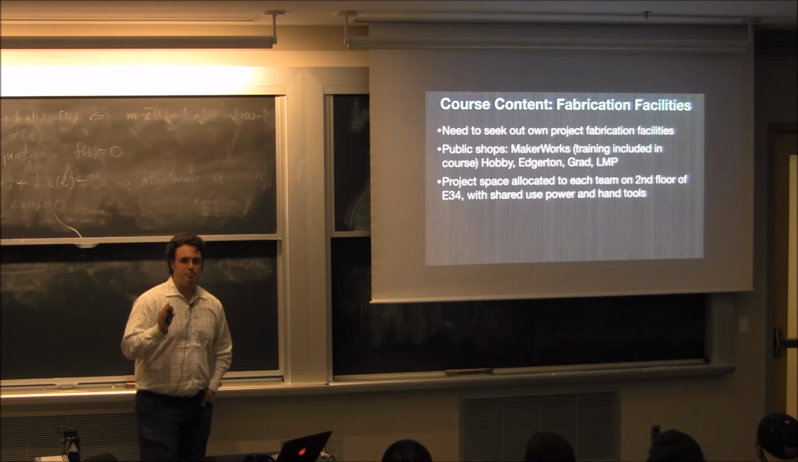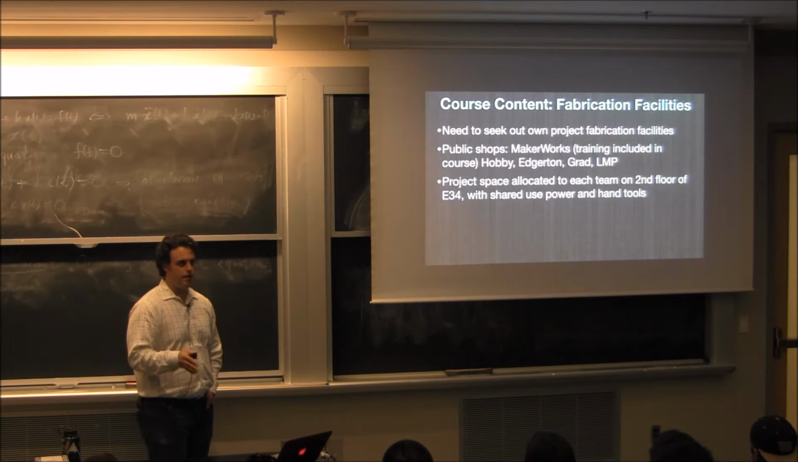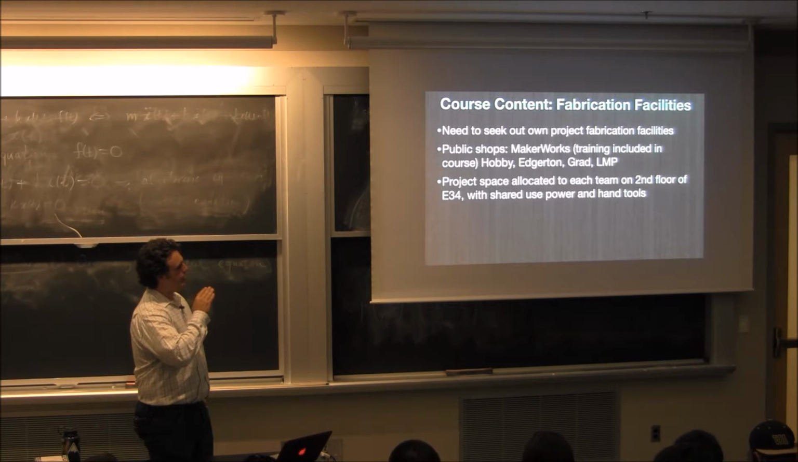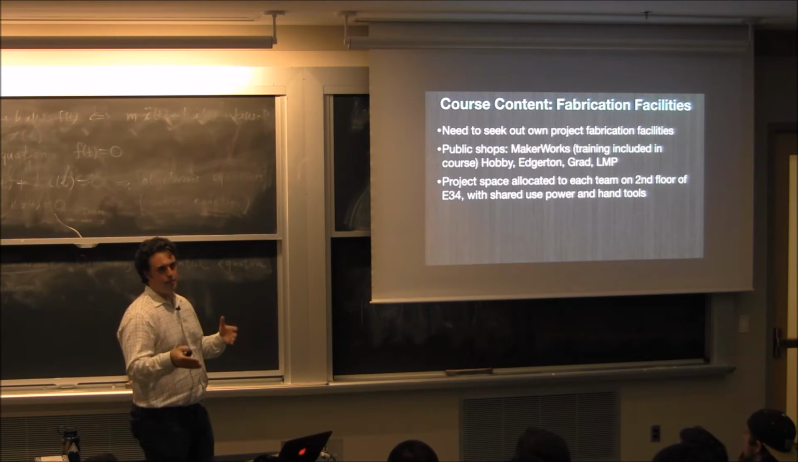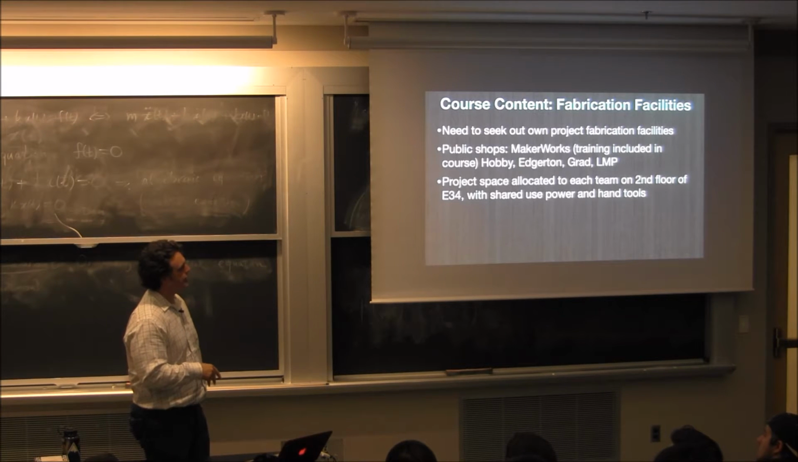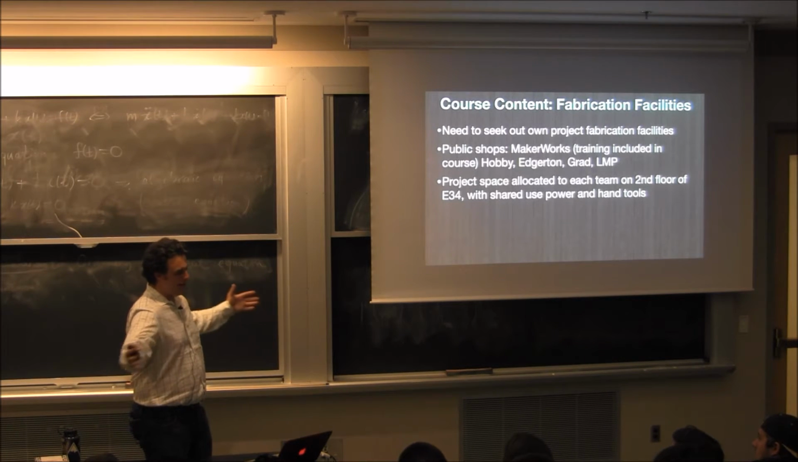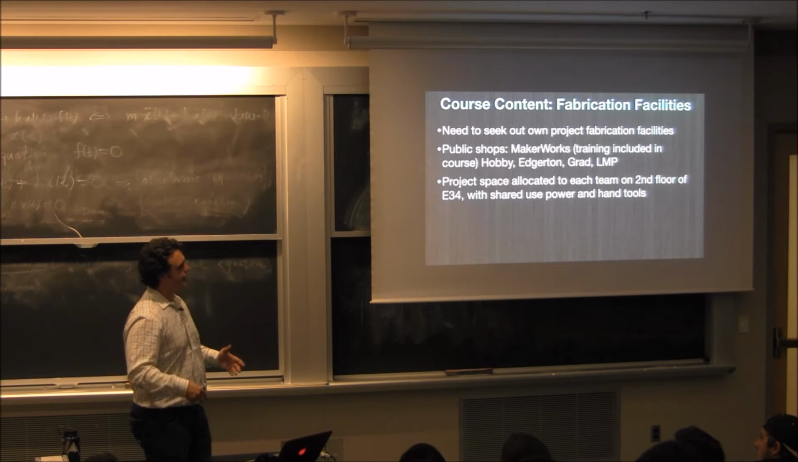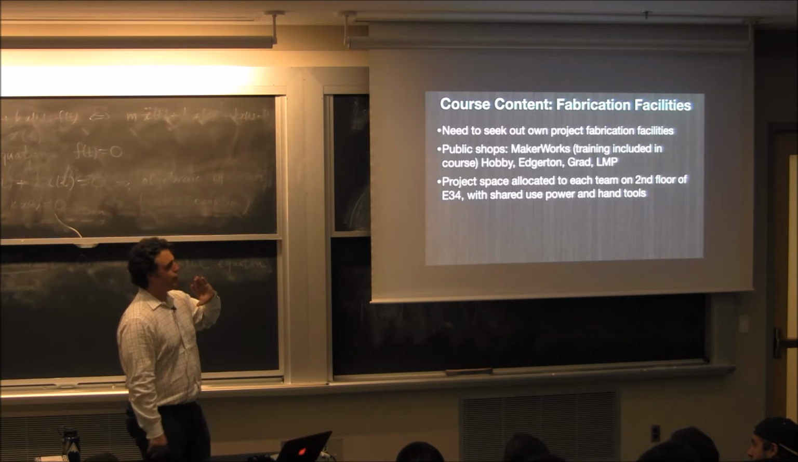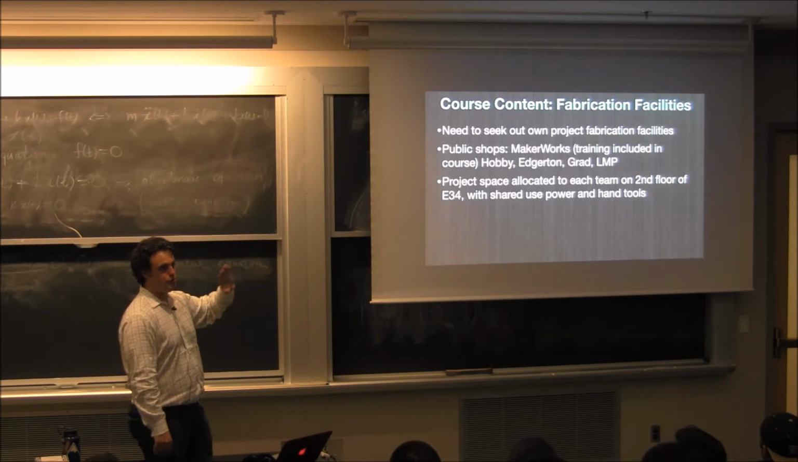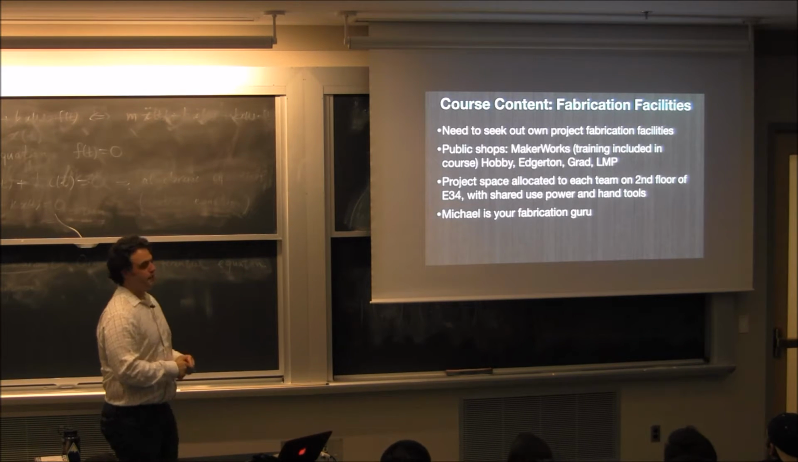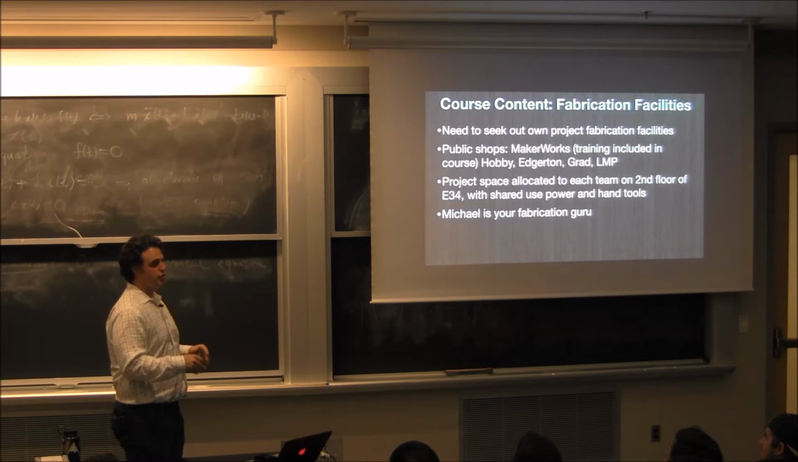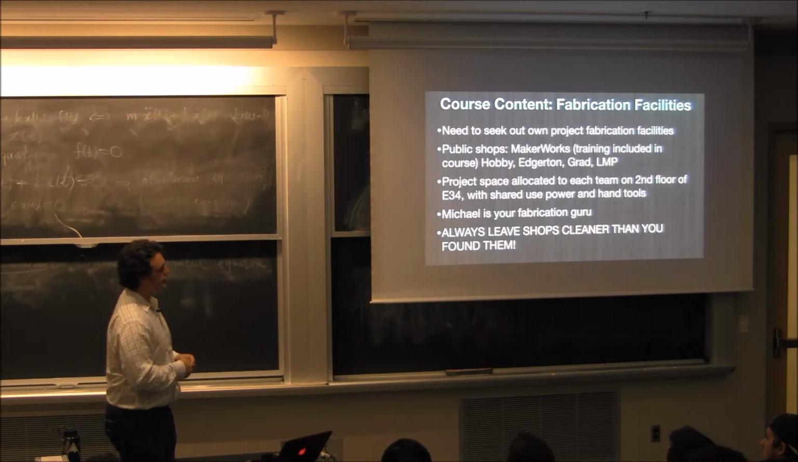Each team is going to have project space allocated to them as well, in a room located above my research lab, which is right next to the building where the nanos are, if you're working on the nano team. It's a whole big laboratory classroom that you have allocated to you, tons of tables, and it's filled with shared use tools, power tools, 3D printers, all kinds of stuff you can use for your projects. That's just for you. That's your space. Michael's here as your fabrication guru, and me, if you need advice.